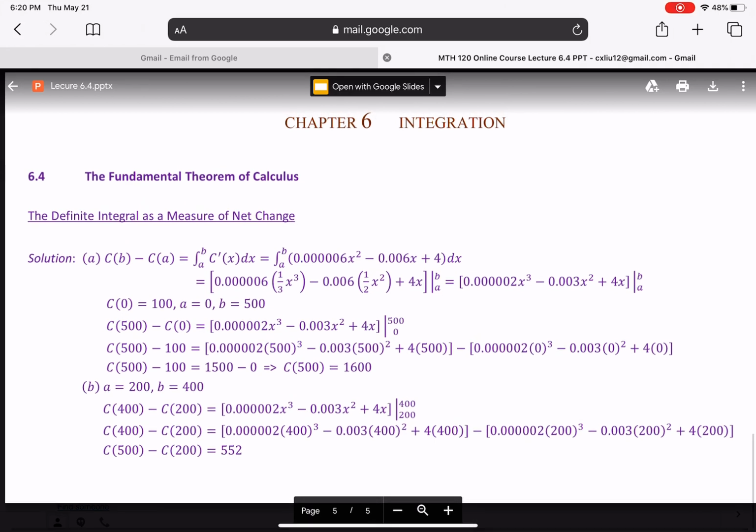So we got C of 400 minus C of 200 equals 0.000002 times 400 cubed minus 0.003 times 400 squared plus 4 times 400 minus 0.000002 times 200 cubed minus 0.003 times 200 squared plus 4 times 200. At the end, we got 552. So that's the answer. This is the end for today.